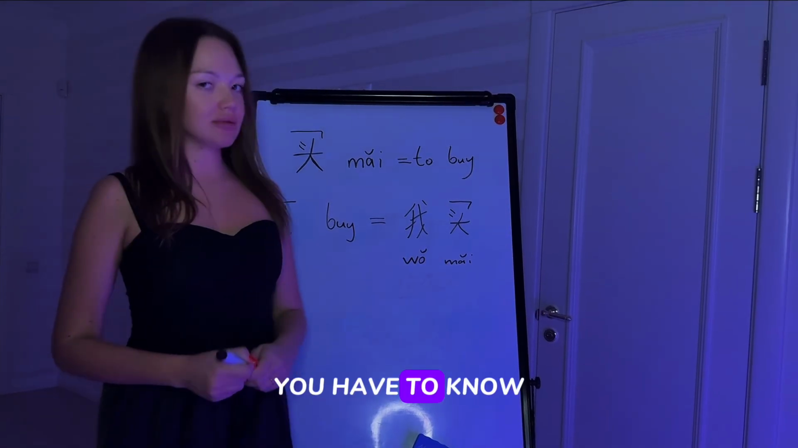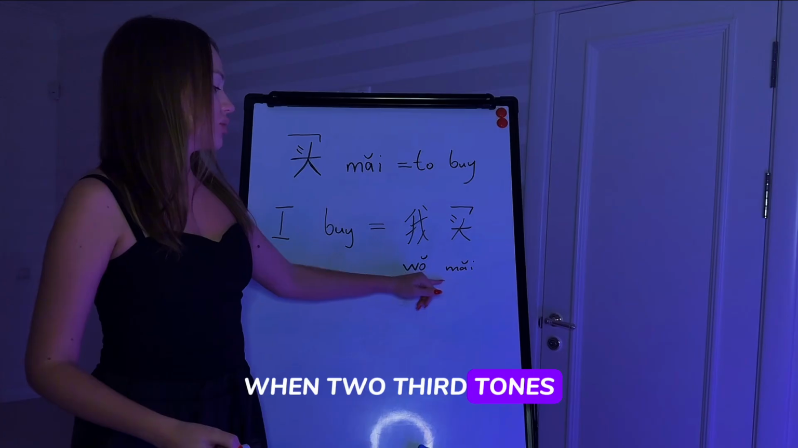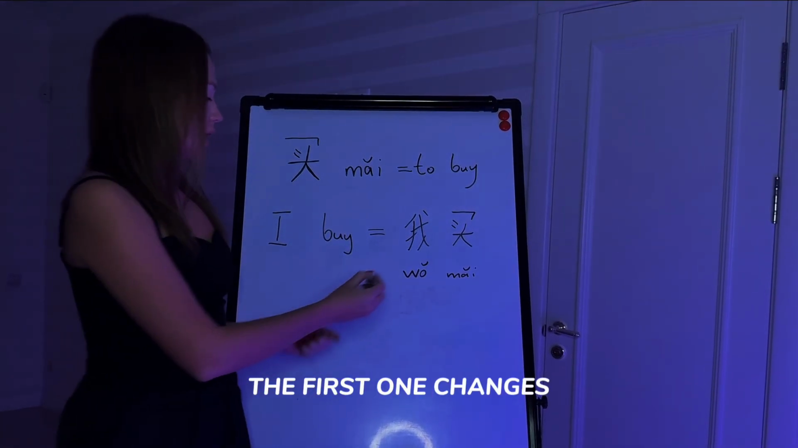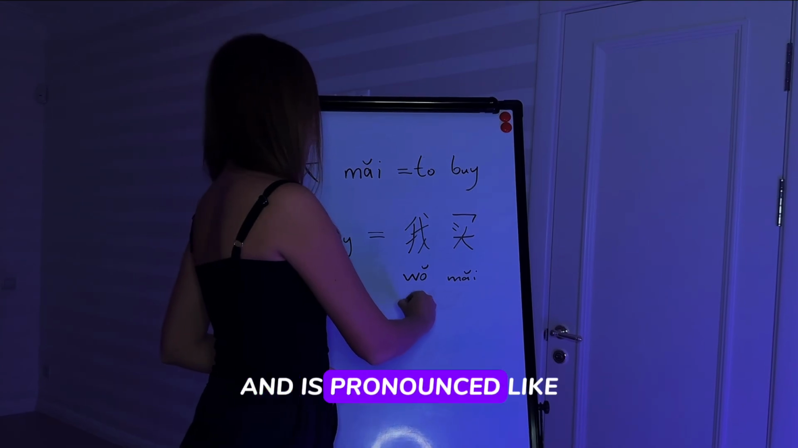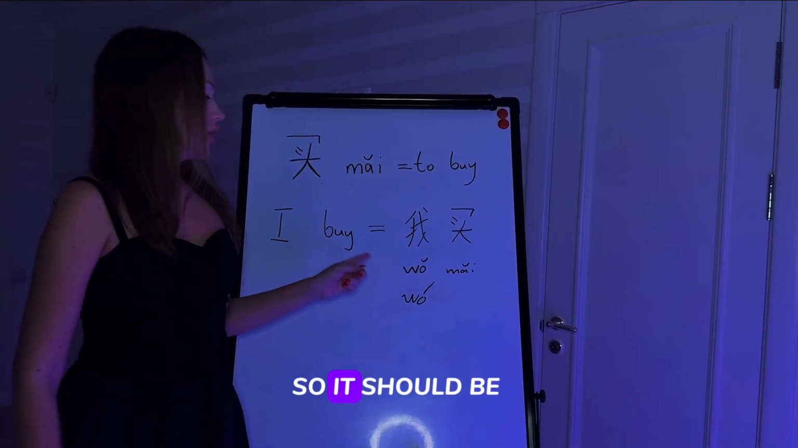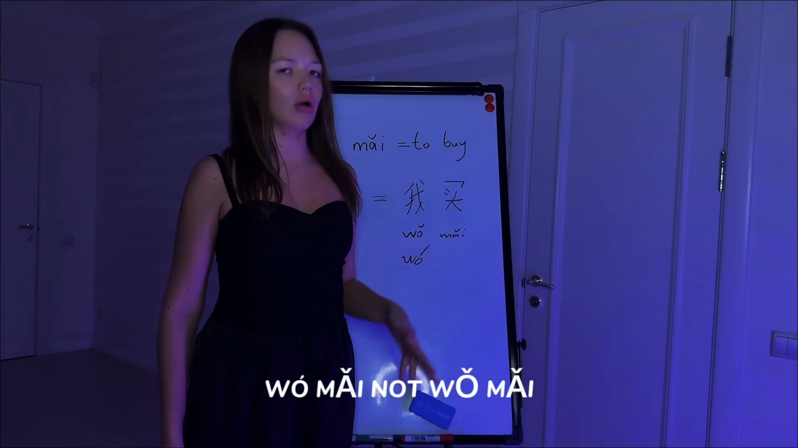But you have to know that in spoken Chinese, when two third tones come together, the first one changes and is pronounced like a second tone. So it should be 我买, not 我买.